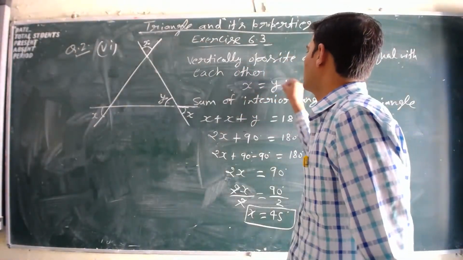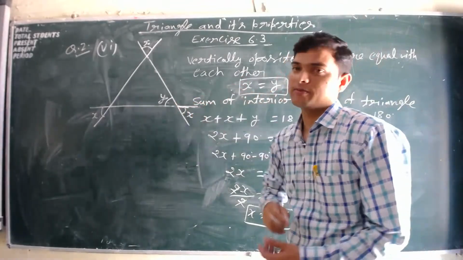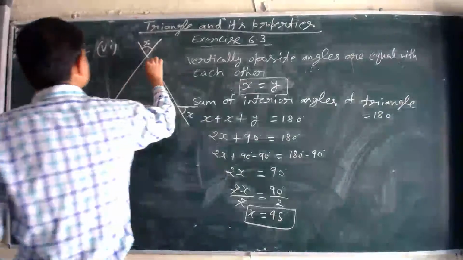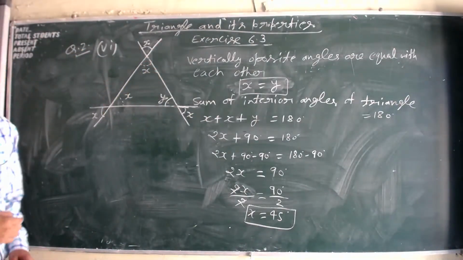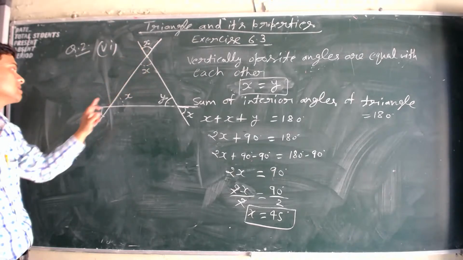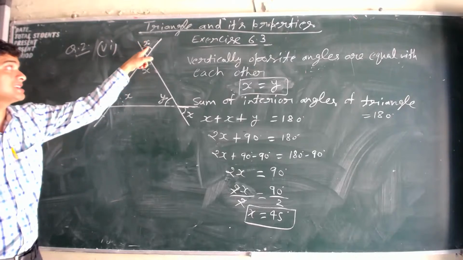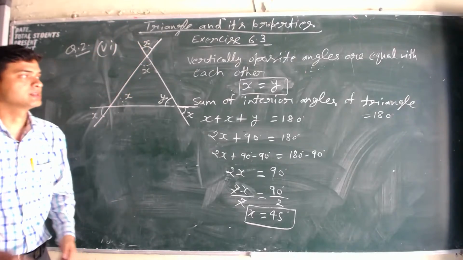X is equal to y. First equation is this. X is equal to y, and this angle is also equal to x, and this angle is also equal to x according to vertically opposite angles. This angle is vertically opposite to this, and this angle is vertically opposite to this. So this is x, it is also x. This is x, so it is also x.